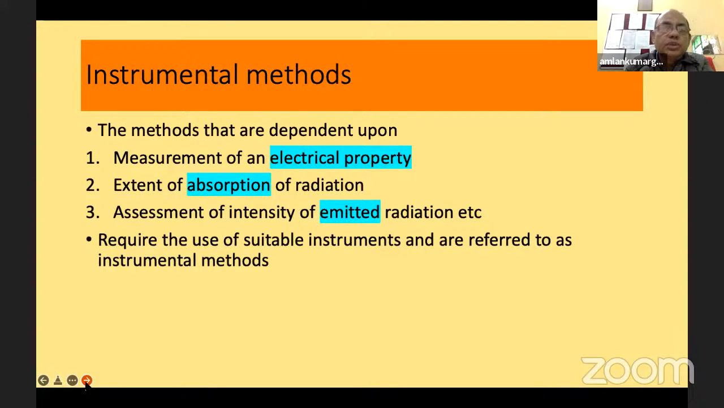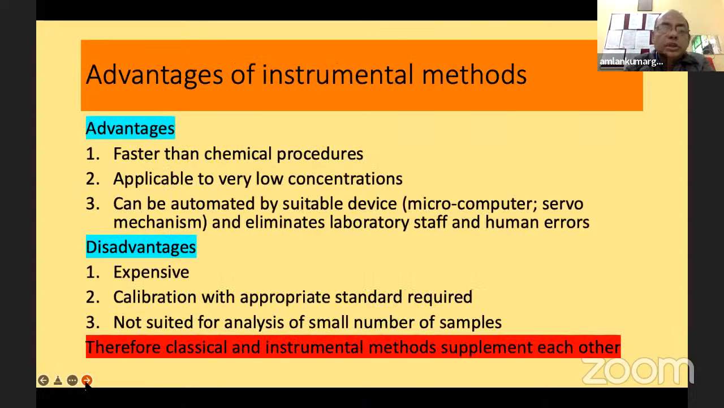Now, all instrumental methods are dependent on measurement of certain electrical properties, or measurement of the extent of absorption, or measurement of the intensity of the emitted radiation. So these are the properties that we usually measure using instruments. And their advantage is that they are fast. We can analyze small concentrations, and we can automate them. That means you set it up at night and in the morning you get the results.